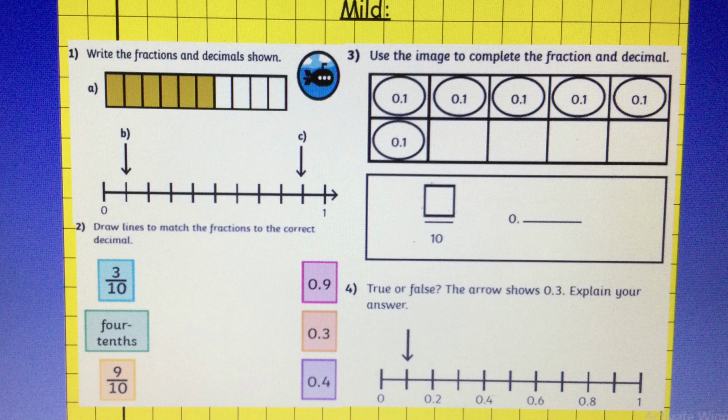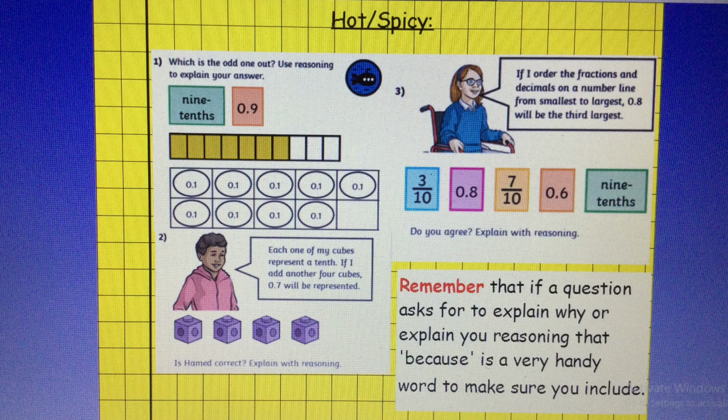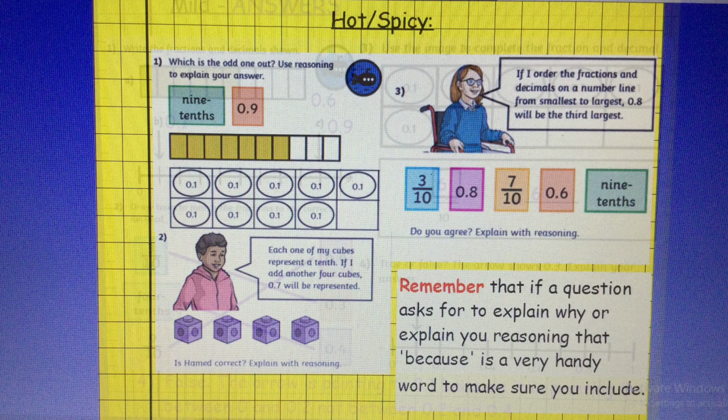Today you can choose whether you work on mild or if you work on hot/spicy. It's entirely your choice. Have a look at the sets of questions and see which ones you think you will be most successful at. Give yourself a good 10 minutes to work through them. If you get through mild and you're feeling pretty confident and you've still got some time left, by all means, move on to hot/spicy and have a go at those. There is also a plenary question to follow.